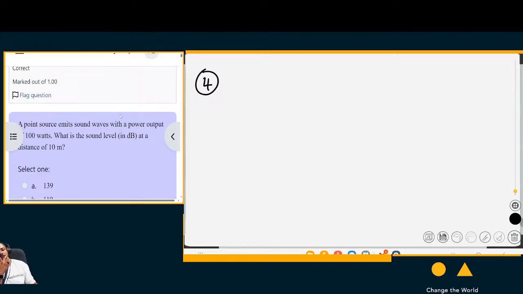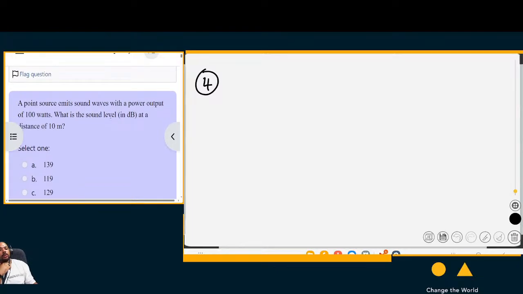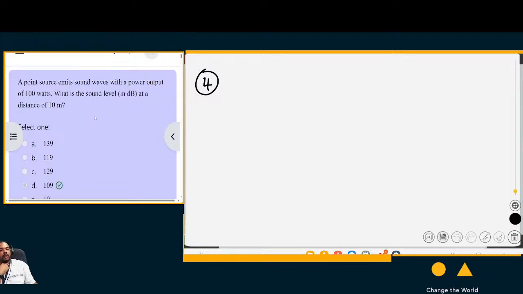A point source emits sound waves with a power output of 100 watts. What is the sound level in decibels at a distance of 10 meters? Okay, we have just done this type of problem. So first we need to calculate the intensity of the sound, because we want the sound level.